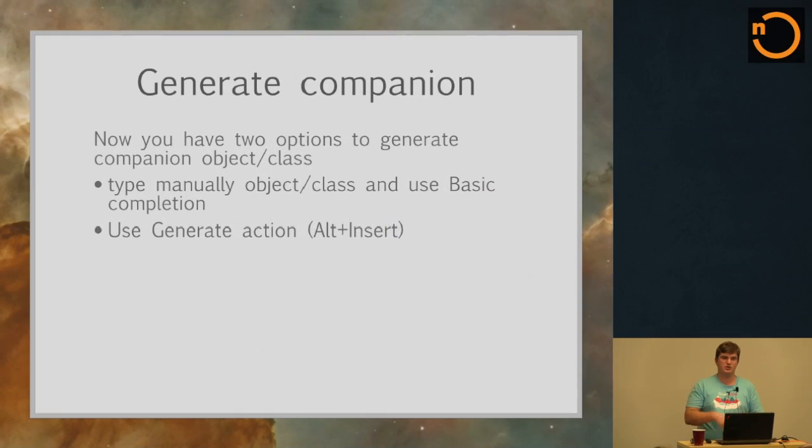Also, almost new feature is generation of companion objects. Earlier in the Scala plugin you had an option to type an object or class manually, and then for the name use basic completion. It searches among neighbor classes, collects their names, and suggests a name for the newly created object or class. But now you can just use the generate action, Alt+Insert, and generate companion object for any of the classes.